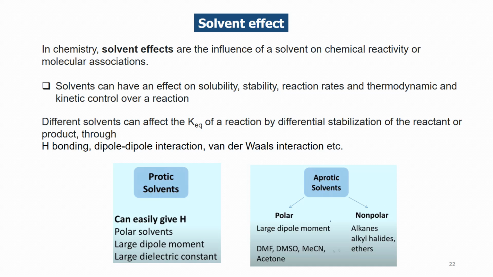How can an aprotic solvent get polarity? If it is not giving hydrogen, but still there is a dipole moment in the solvent, then there will be polarity in the solvent. So solvents like THF, DMSO don't give any proton, but they act as polar solvents. Whereas non-polar solvents like alkanes, alkyl halides, ether, like DCM, chloroform, this type of system acts as a non-polar solvent.